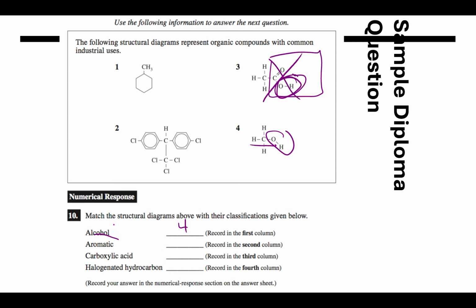Then if something is aromatic, you need to see the benzene ring. So number 2. Carboxylic acid was number 3, so that's sneaking its way in even though we haven't done it yet. And halogenated hydrocarbon, we just need to see halogens, which is also, again, on carbon 2.